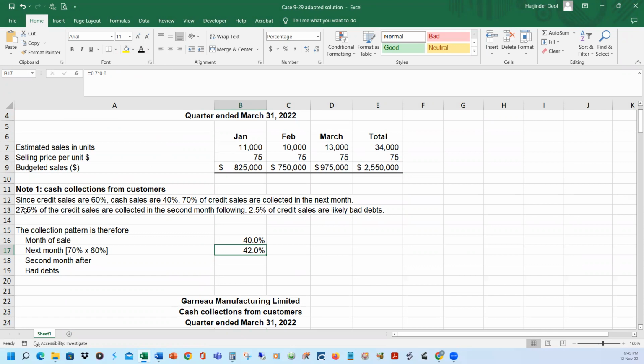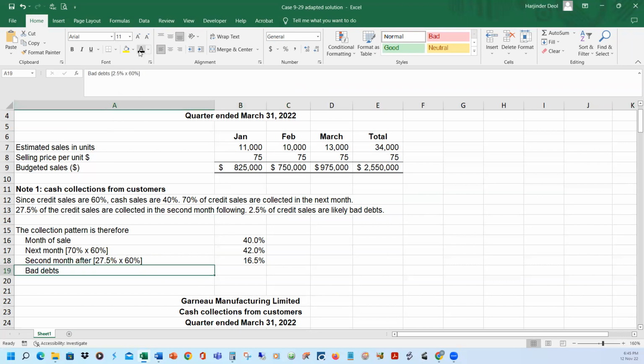Similarly, the month after, we collect 27.5% of the credit sales. Because credit sales were originally 60% of the total sales, this amount works out to 27.5% of 60%, and that is 16.5% of total sales.